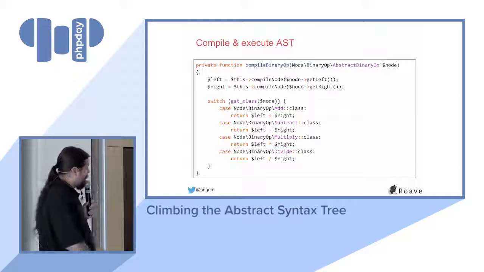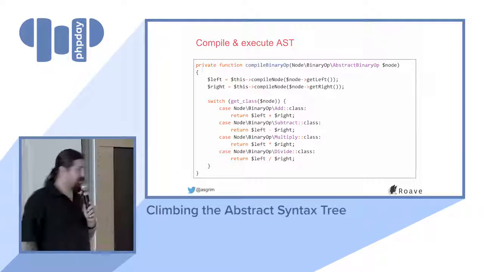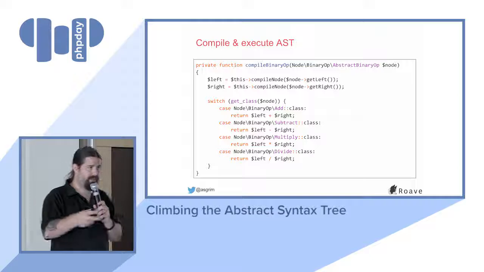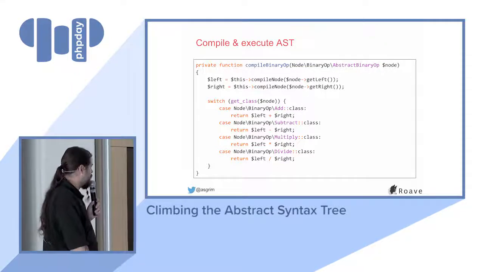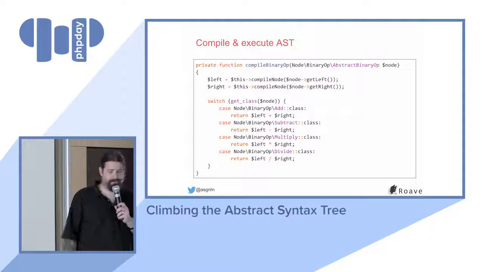So once we have the compiled left and right nodes, we can find out what kind of node we are and perform the right kind of operation. Add, subtract, multiply, or divide. It's fairly straightforward. And we just perform that on the operands that we're given.